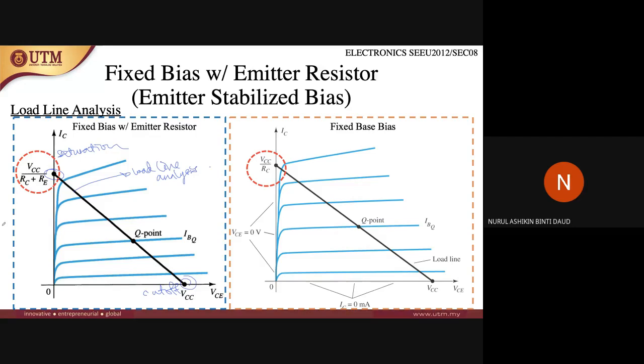Compare with the fixed base bias. For the saturation equation for the fixed base bias, we didn't take into account the resistor value at the emitter because there is no resistor at the emitter. It is only VCC divided by RC, and the cutoff is the same, VCC is equal to VCE. Only the saturation part is different, for you to take the point.